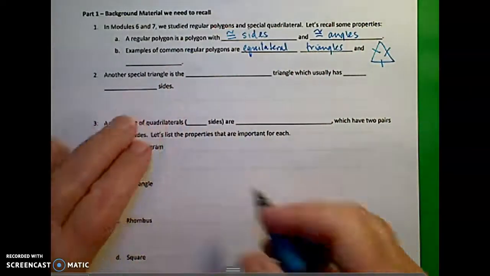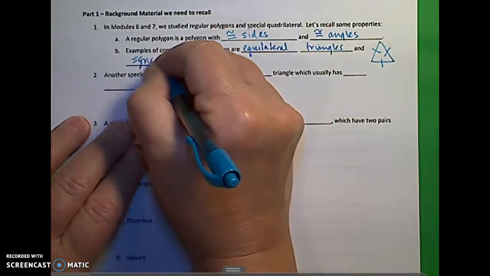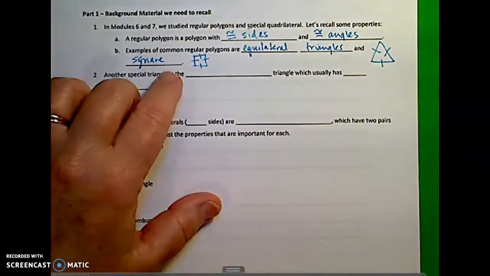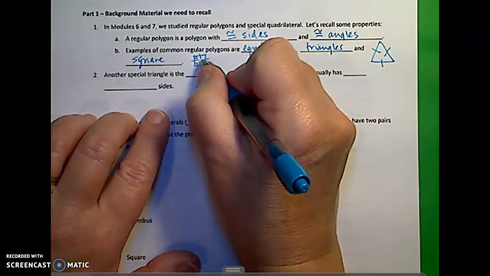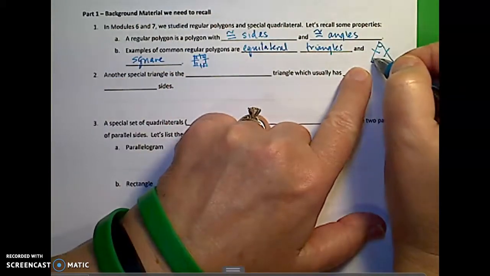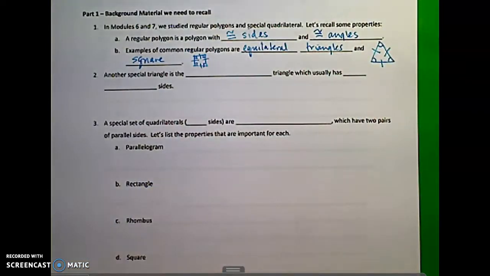And the other very common one is a square. And of course a square, we all know a square. A square has 4 congruent sides. It also has 4 right angles. Oh, by the way, the equilateral triangle, all 3 of these angles are the same, and they're all 60 degrees.